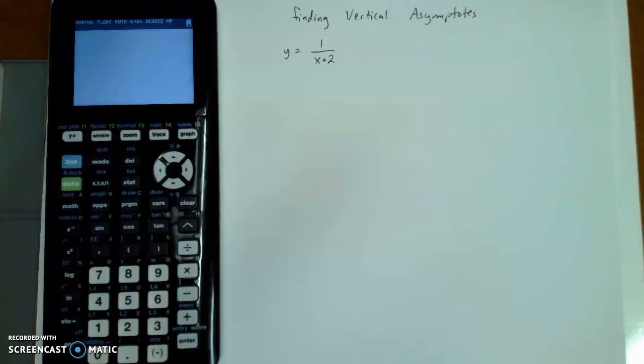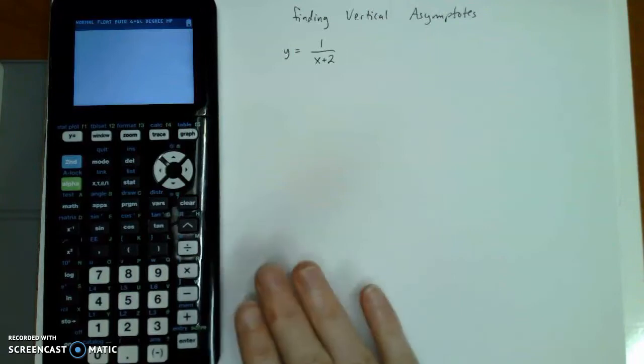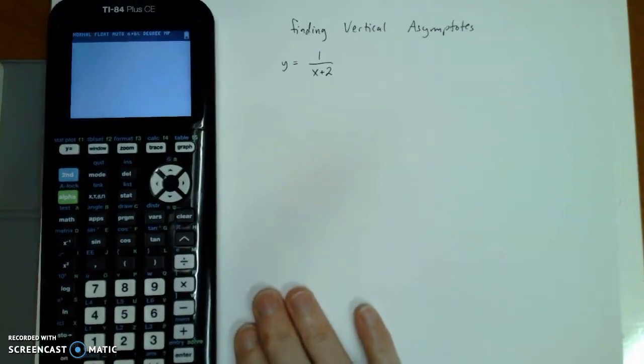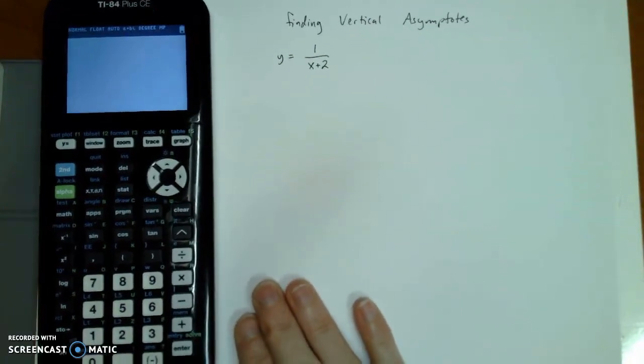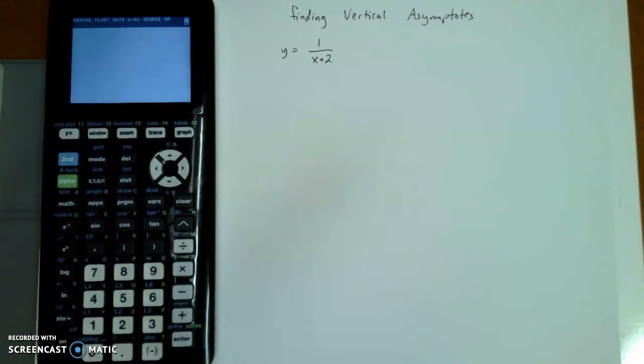In this video, we're going to cover how to find vertical asymptotes using a graphing calculator. And as always, I have a TI-84 Plus CE, but a lot of what I say will be similar for other calculators. And I've got a function ready to go to help me. Let's do 1 over x plus 2. And let's start by graphing that.